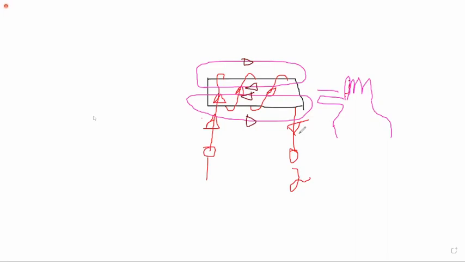Magnetic field lines travel from south to north pole within the magnet. So this is my south pole, and this is my north pole. Magnetic field lines travel from south to north pole within the magnet, and from north to south pole outside the magnet. Clear? We have seen the property. My thumb shows the direction of the magnetic field lines according to the right hand thumb rule.